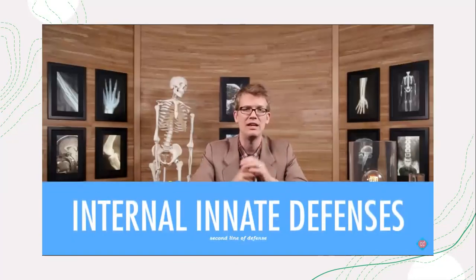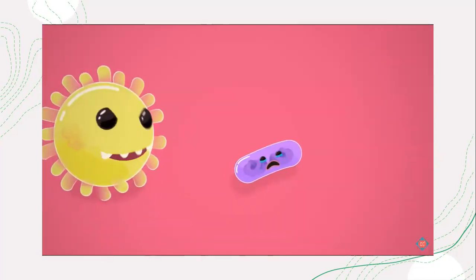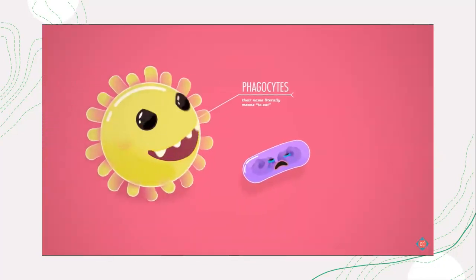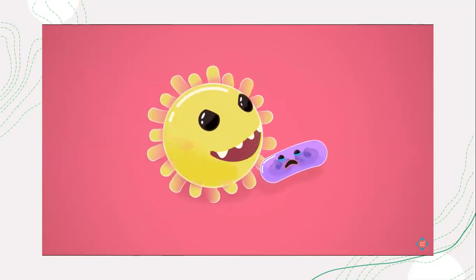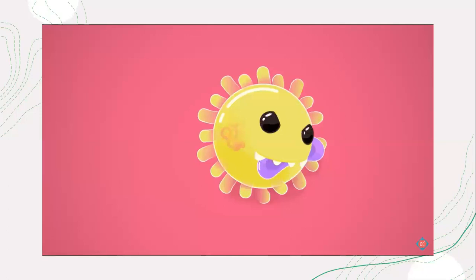So when you've breached that first simple line of defense, it's time to call on your second line of internal innate defenses. This is where your body starts pulling strategic maneuvers like firing up a fever, releasing chemical signals, causing inflammation, or other defensive tactics that help identify and attack infectious invaders. Some of the first defensive cells on the scene are your phagocytes. Their name literally means to eat, and like Pac-Man, they indiscriminately chase down intruders and gobble them up. And they come in a few different varieties.